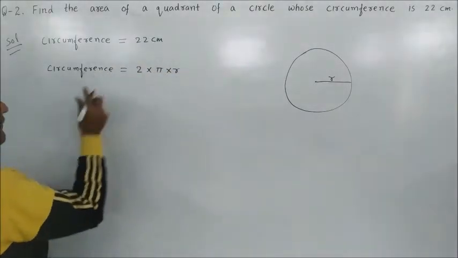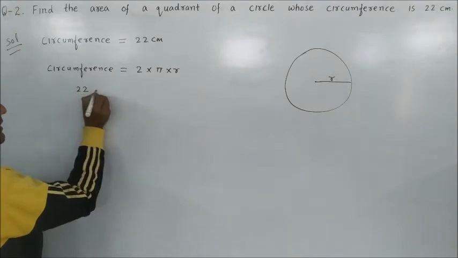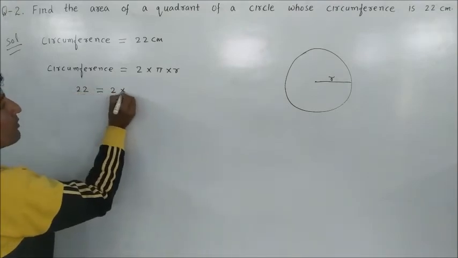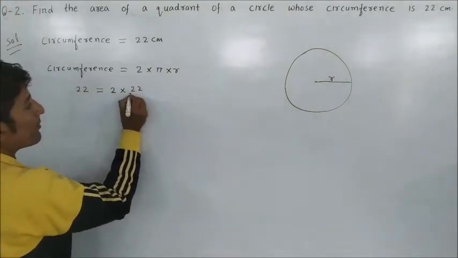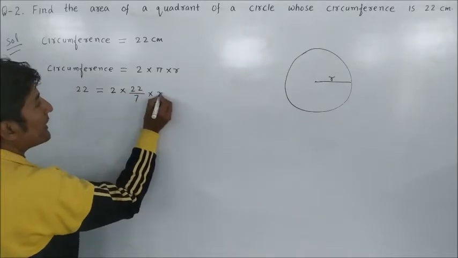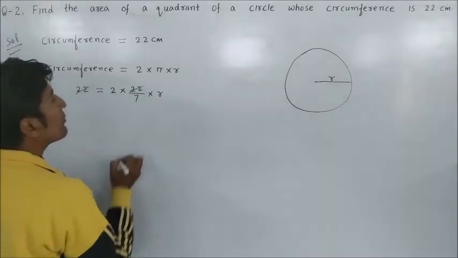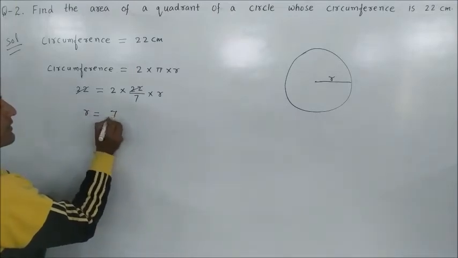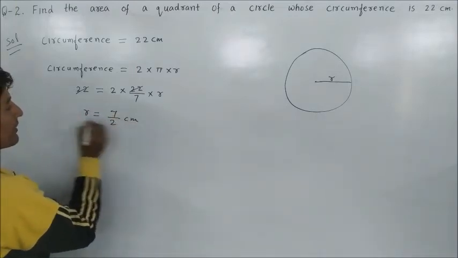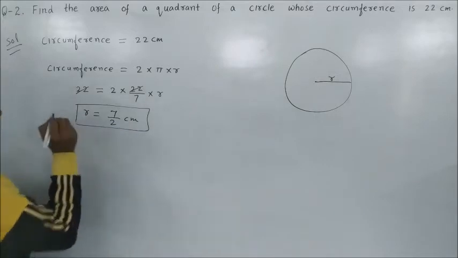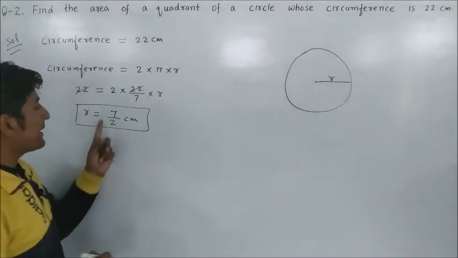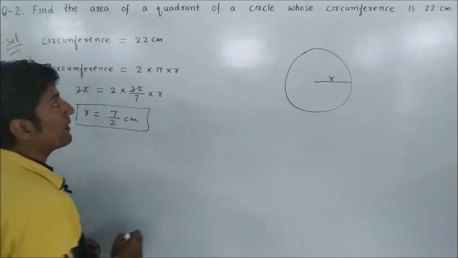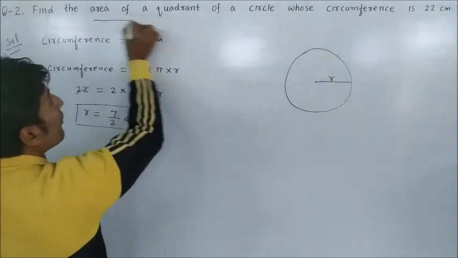On the place of circumference, we can write 22 centimeter is equals to 2 into, on the place of pi, we can write 22 upon 7 into radius. This 22 and 22 both will cancel, and finally we will have radius is equals to 7 upon 2 centimeter. So we got the measurement of the radius, that is equals to 7 upon 2 centimeter. Now we have to find the area of quadrant.